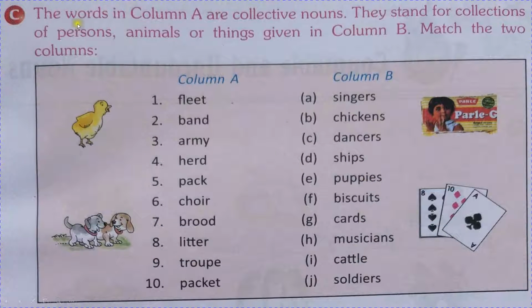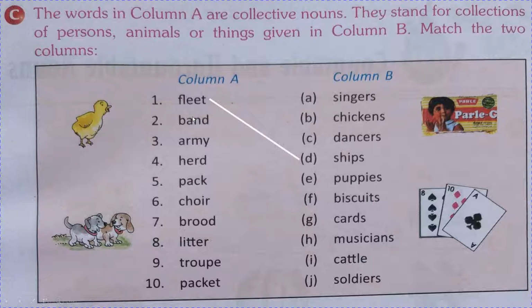Now what you have to do here, children, the words in column A are collective nouns and they stand for collections of persons, animals or things given in column B, as you can see here. So let us match these columns. Fleet. See, just now we have written fleet of cars. Fine, for vehicles we use fleet. So which vehicle you can see here? Means of transportation, children? Ships. So a fleet of ships.